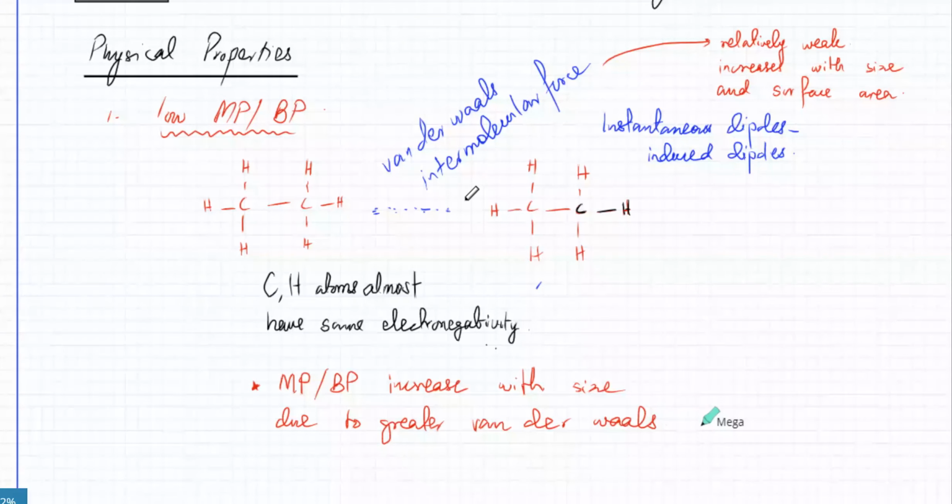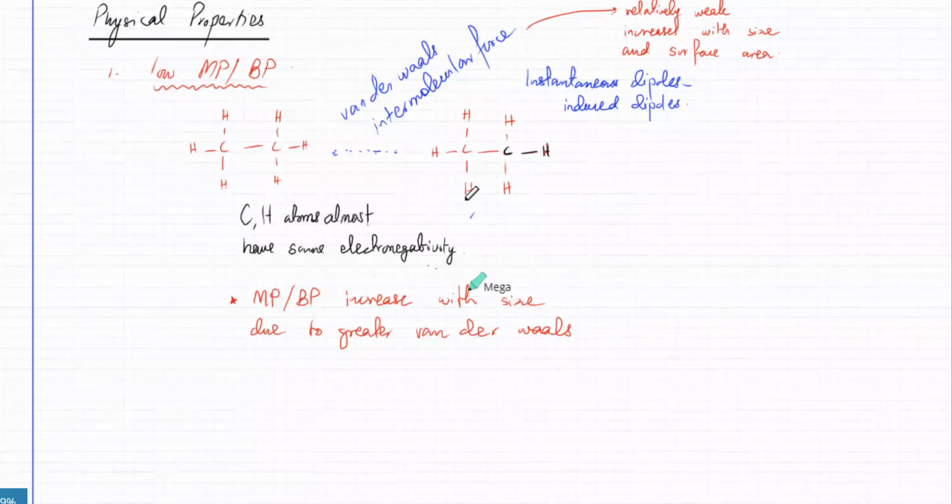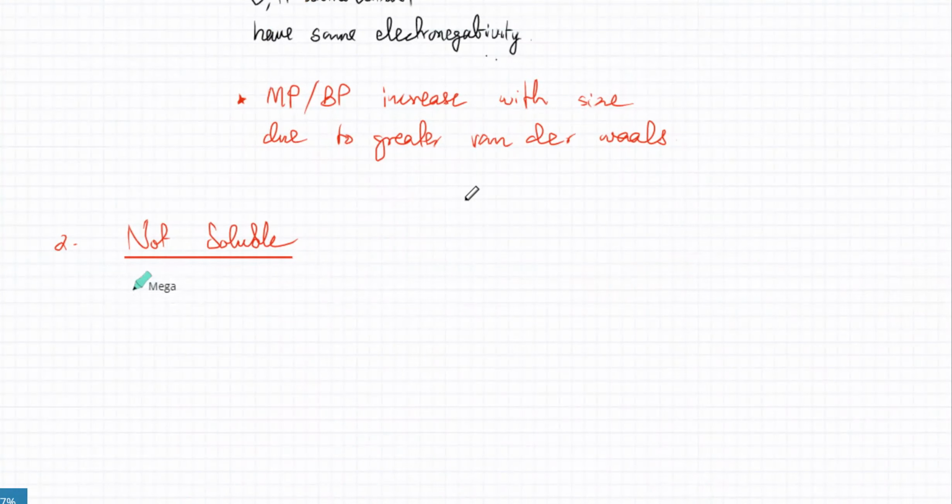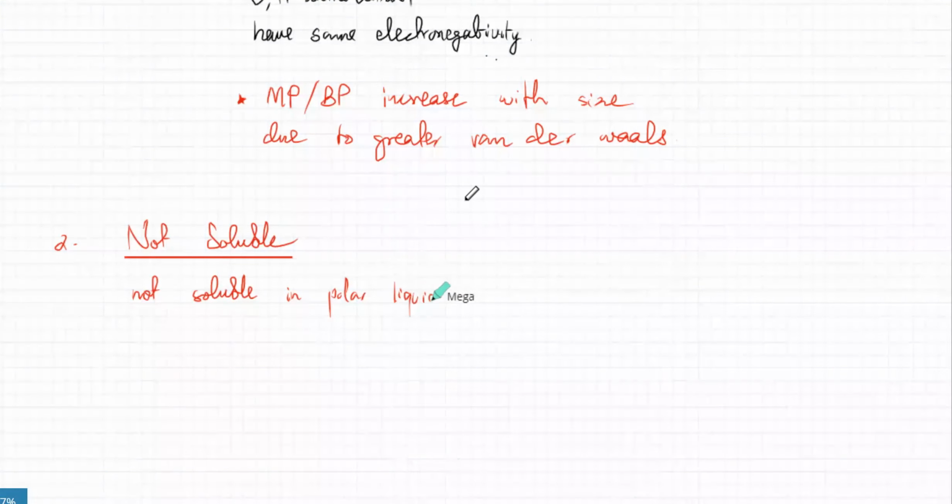So that's one thing. The second point is that they're not going to be very soluble. So that's point number 2, and that's about their solubility. And the reason they're not soluble is that they're non-polar. So not soluble in polar liquids like H2O. Because remember, H2O is highly polar. It's got hydrogen bonding going on, so it's a very polar molecule.